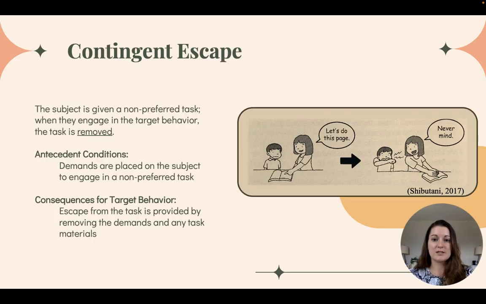In the condition escape, the subject is given a non-preferred task, and when they engage in the target behavior, the task is removed. So the antecedent conditions for this situation would be that demands are placed on the subject to engage in a non-preferred task. Once the target behavior occurs, the task is removed. So therefore, the consequence of the target behavior will be that they were able to escape the demand.